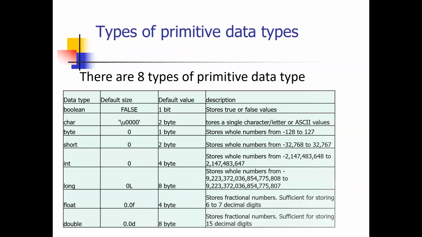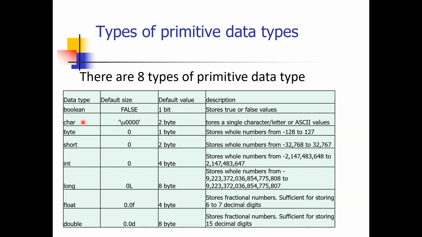Now we'll learn in detail. If it's Boolean, it stores only 1 bit. So it stores a true value or false, meaning the answer will be in the form of true or false. I'll show you with an example in Java. First see all the data types, then we will do one example of each data type.